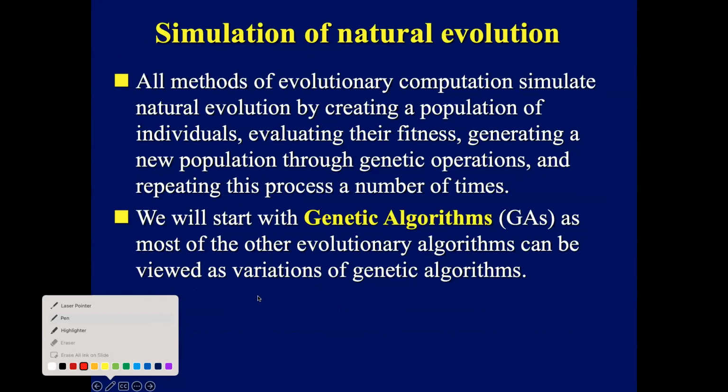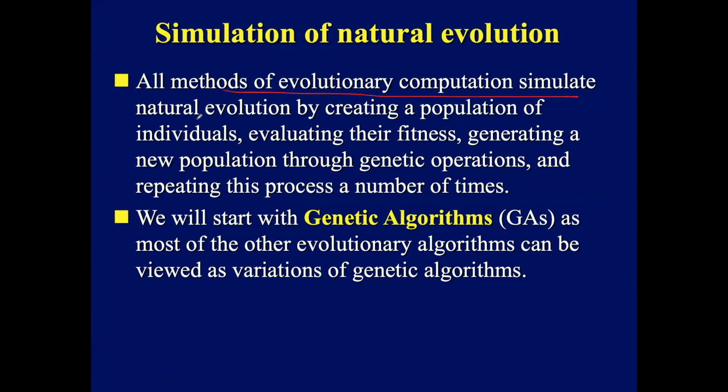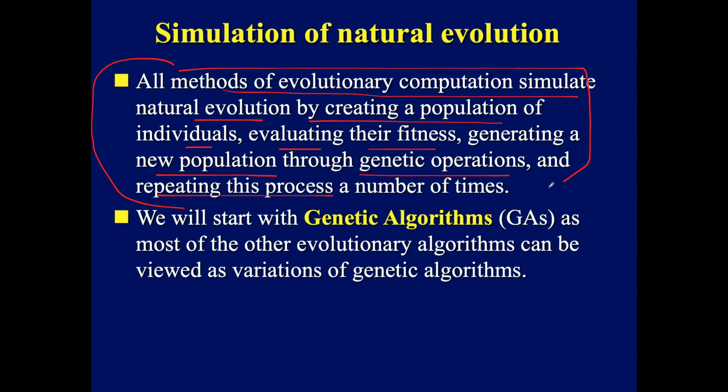Now, under the simulation of natural evolution, or evolutionary computation, we shall find that there are several methods that can be used, but all methods of evolutionary computation simulate natural evolution by creating a population of individuals, then evaluating their fitness, then generating a new population through genetic operations, and repeating that process a number of times. So this bullet summarizes what most evolutionary computation methods do: they start off by creating a population. And then once they have created that population, they evaluate its fitness. That evaluation is done for a purpose. It's done to pick out individuals that have a higher chance of surviving.